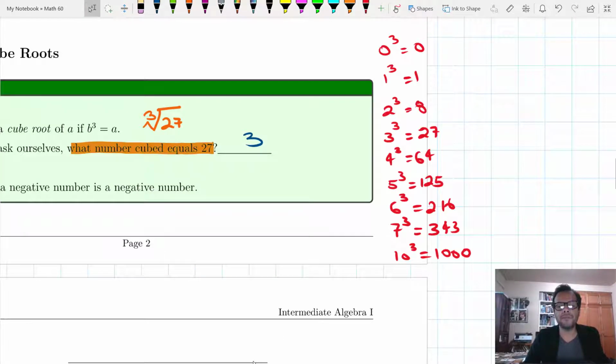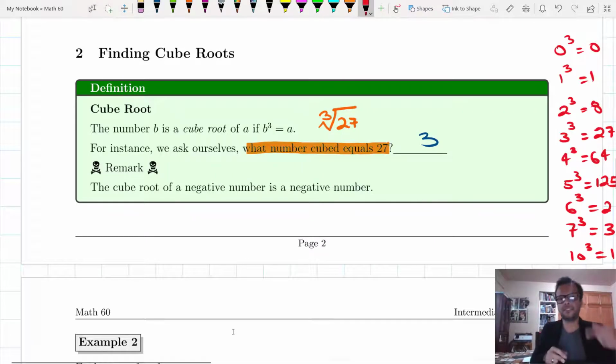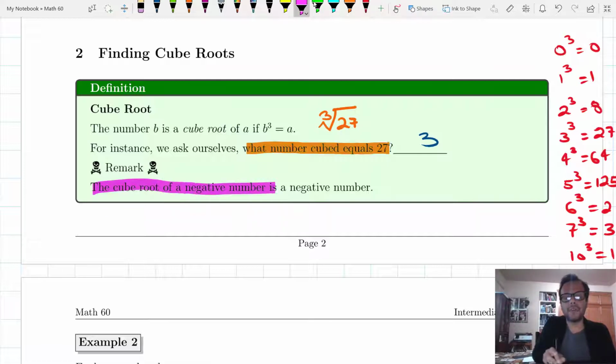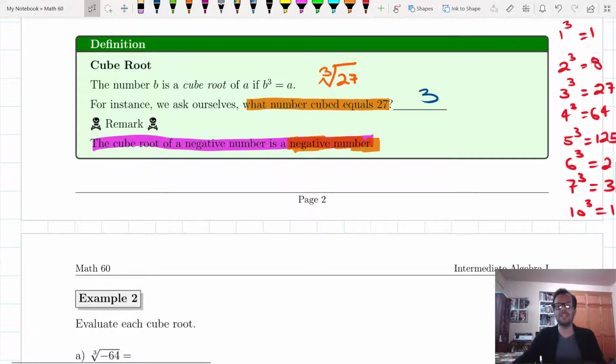Okay, so let's make a distinction here with the square roots. As opposed to the square roots, we can find cube roots of negative numbers, and the result for that is a negative number. The cube root of a negative number is a negative number, and we will explain that soon in the next examples.